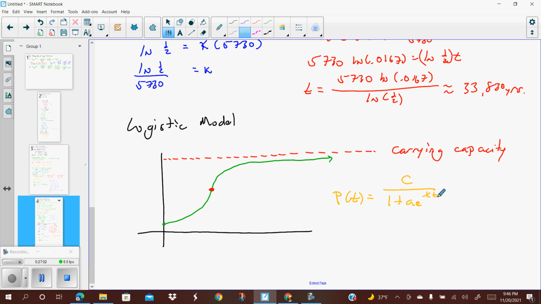So if you actually want to know what this thing will approach and level itself off at, if you ever get this equation, you would know, oh, it's just that numerator. That's the C. That's the carrying capacity.